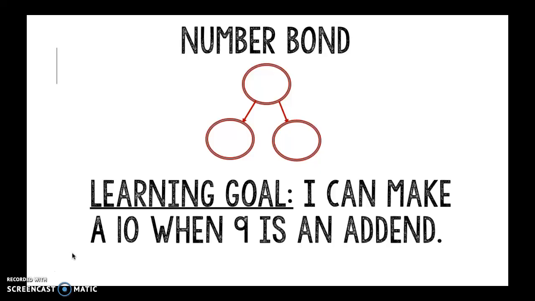Today our learning goal says, I can make a 10 when 9 is an add-in. We're going to really work on how that number bond is going to help us to develop that picture in our brain for when we're solving for the unknown.